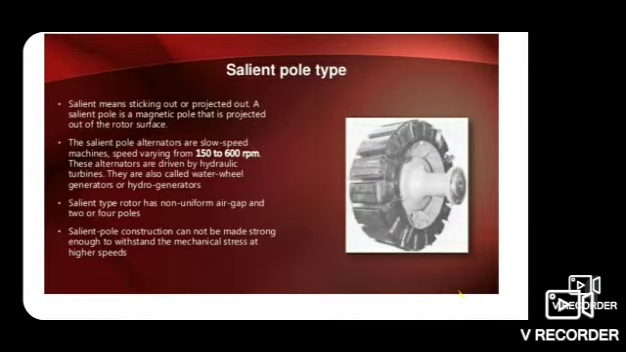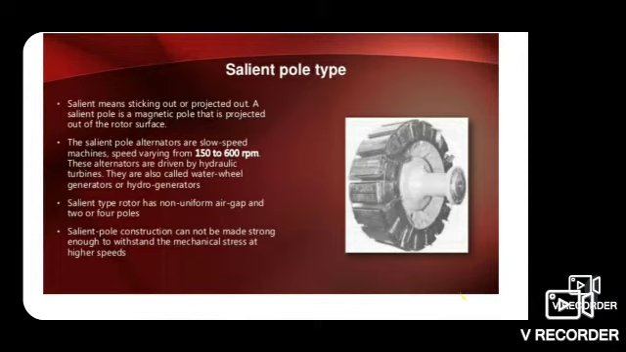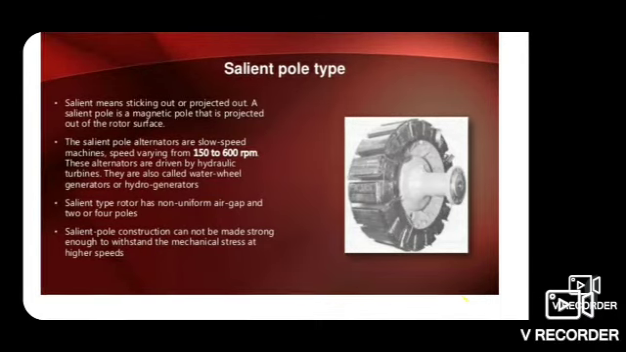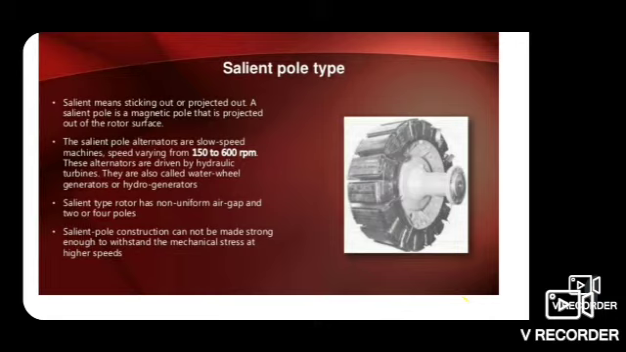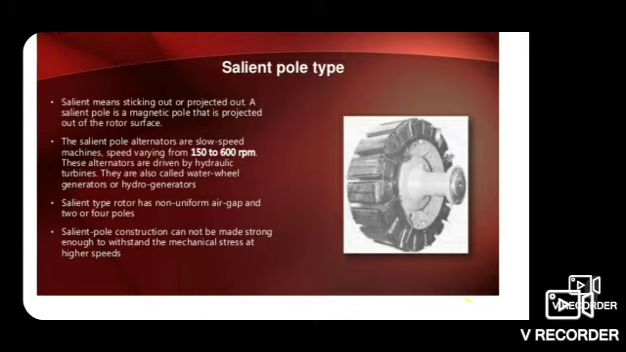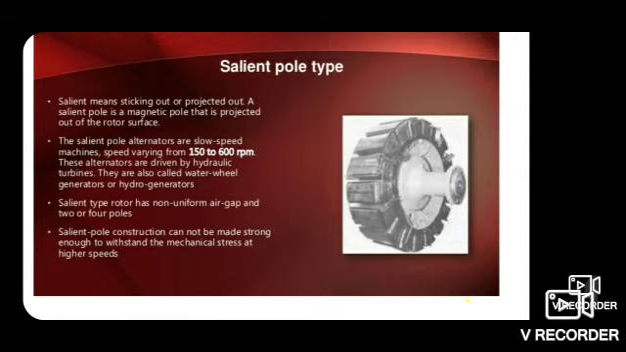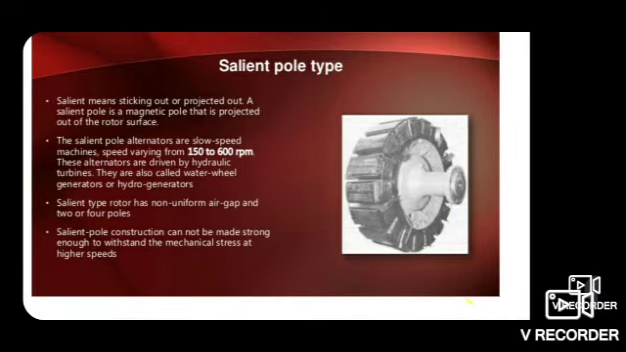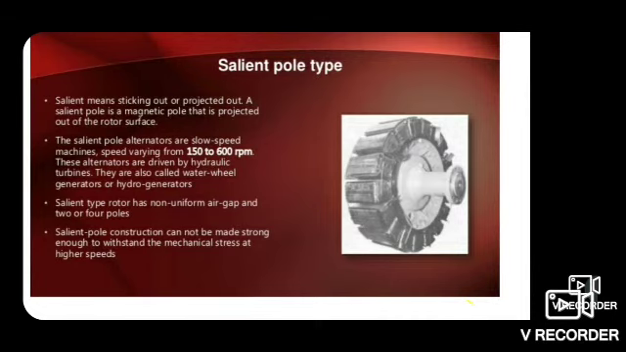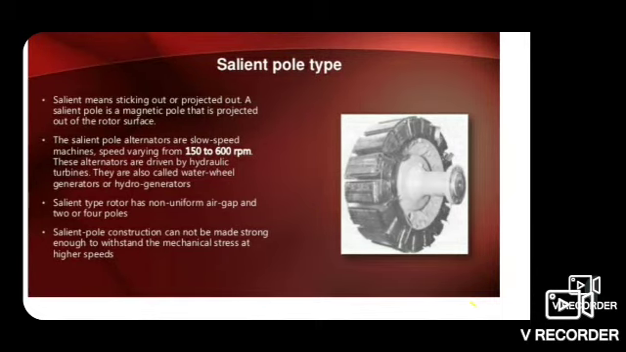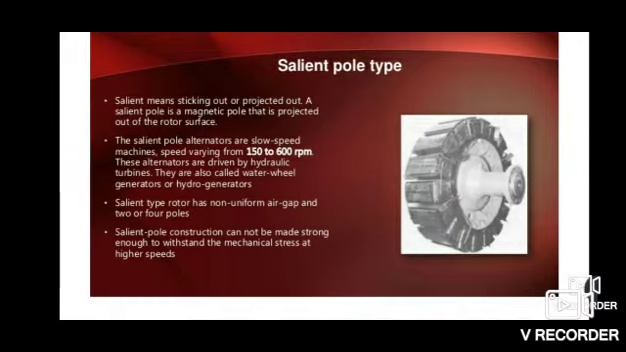Salient pole means sticking out or projected out. A salient pole is a magnetic pole that is projected out of the rotor surface. The salient pole alternators are slow speed machines, speed varying from 150 to 600 rpm. These alternators are driven by hydraulic turbines. They are also called water wheel generators or hydro generators. Salient type rotor has non-uniform air gap and 2 or 4 poles. Salient pole construction cannot be made strong enough to withstand the mechanical stress at higher speeds.